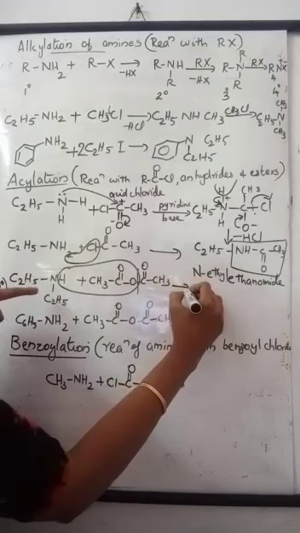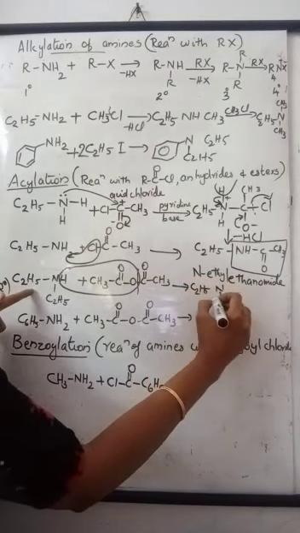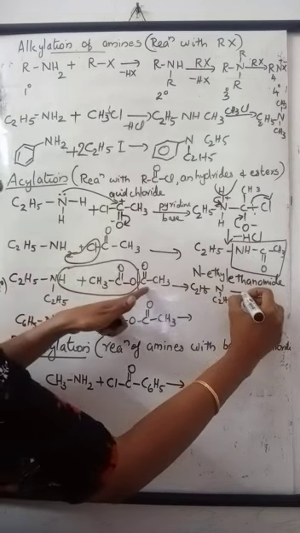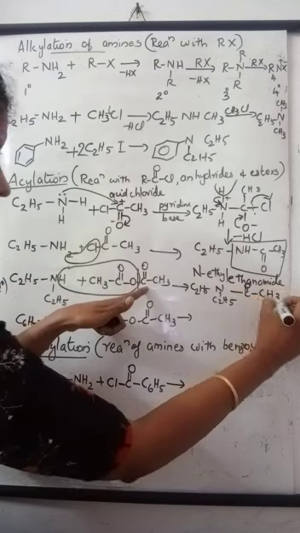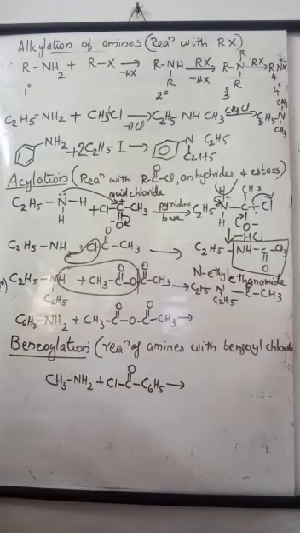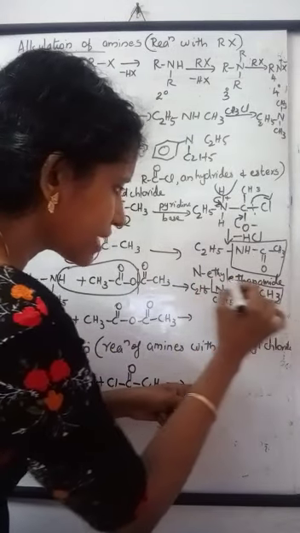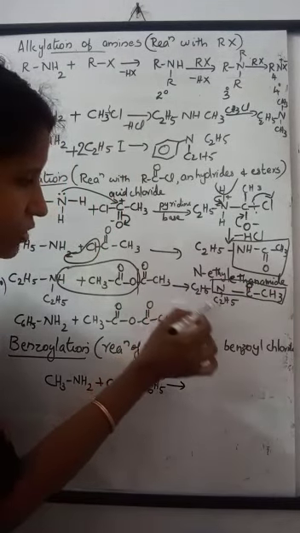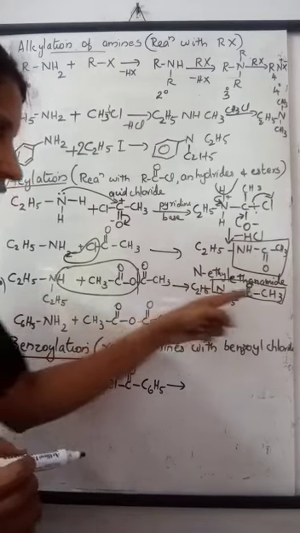So we get the product as C2H5, C2H5, with the nitrogen bonded to this carbonyl carbon, C double bond O, CH3. This is also ethanamide, again a two-carbon containing amide. In this ethanamide, nitrogen contains two ethyl groups. So this is N,N-diethyl ethanamide.